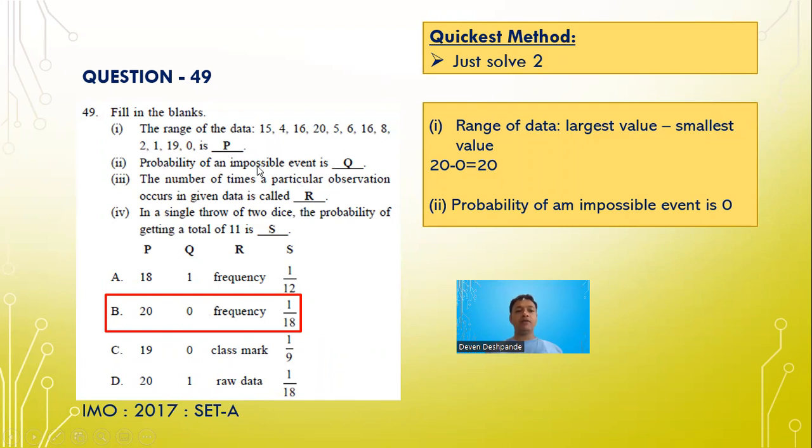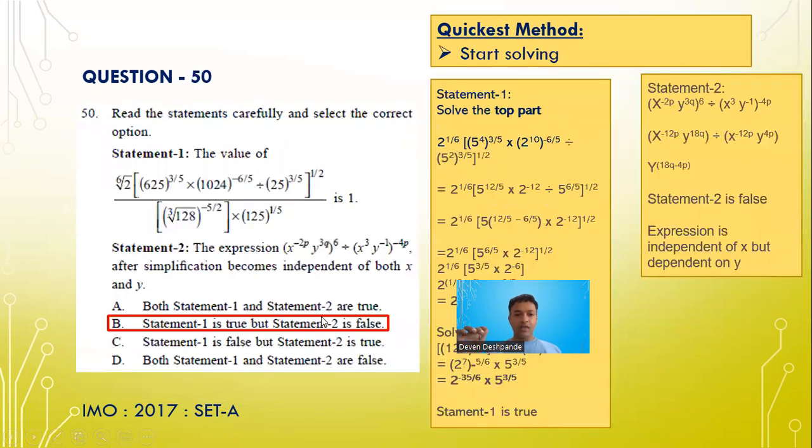And probability of an impossible event. Impossible event is an event which is not going to happen. Probability is 0. Okay, so first answer is 20, second answer is 0. So 20 and 0, that's it. Option B is the right option. Do not solve for the other options. Option B is the right answer.